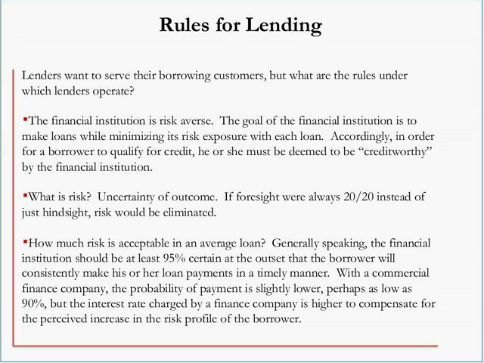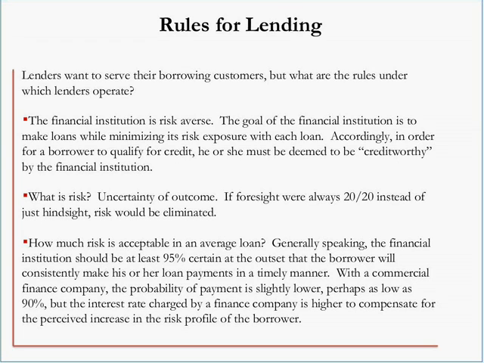How much risk is acceptable in an average loan? Generally speaking, the financial institution should be at least 95% certain at the outset that the borrower will consistently make his or her loan payments in a timely manner. So if you're applying for a loan from a bank, you ought to be thinking, am I 95% sure, doing an objective self-analysis, that I can make the loan payments on time that would be associated with this specific loan for which I'm applying? Because that's the way they're going to be looking at you.